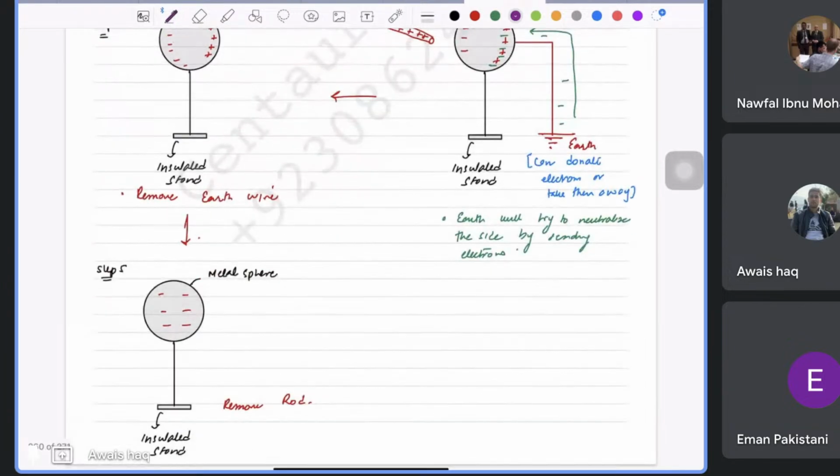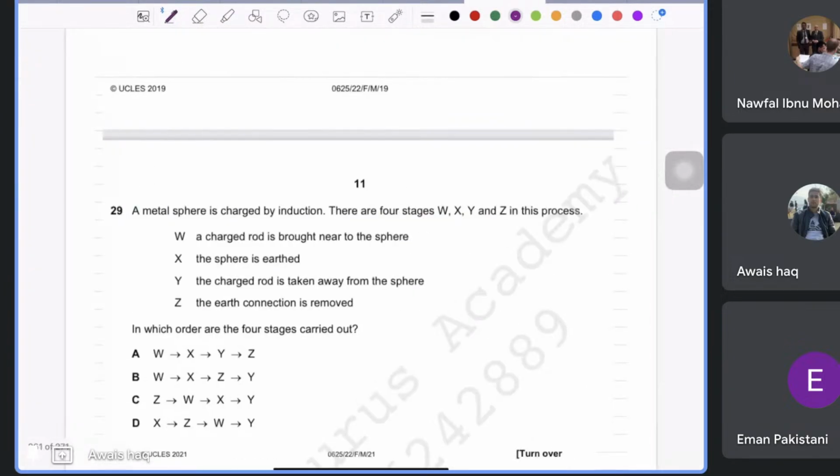Anyway, so for example, this question, and questions will be like this. It says a metal sphere is charged by induction. There are 4 stages: W, X, Y, and Z in this process. W, a charged rod is brought close to the sphere. The sphere is earthed. The charged rod is taken away from the sphere, and the earth connection is removed. In which order are the 4 stages carried out? Can you please tell me that?